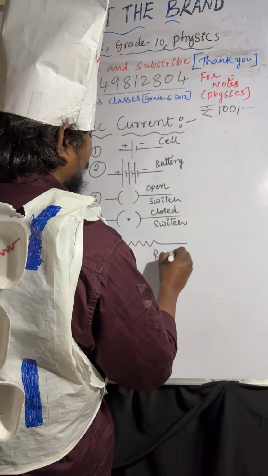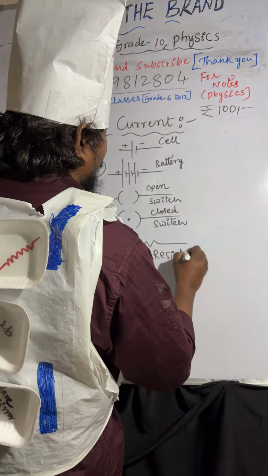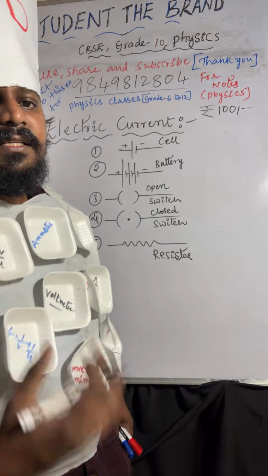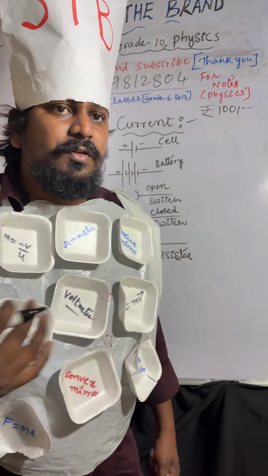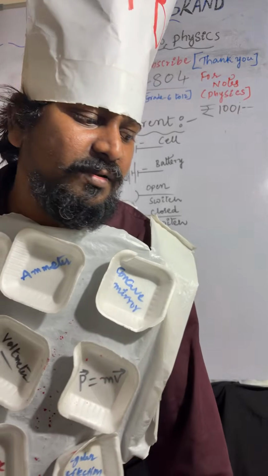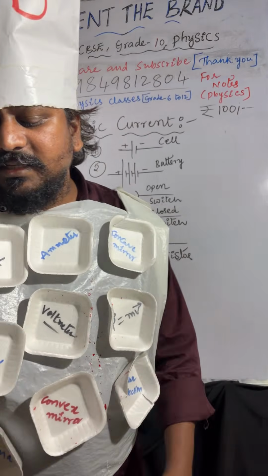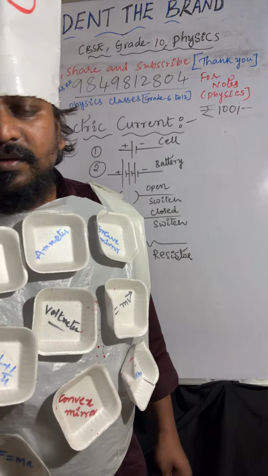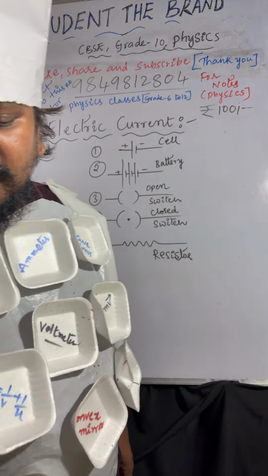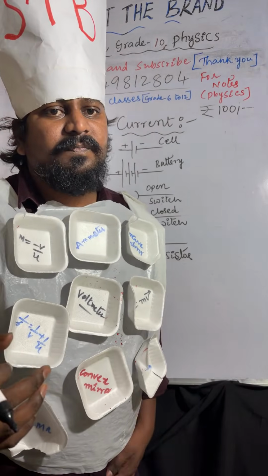Next one is resistor. A resistor is a device which is used to oppose electric current in the circuit.